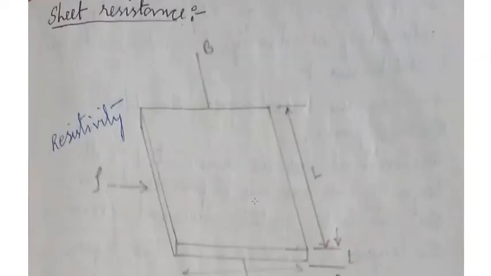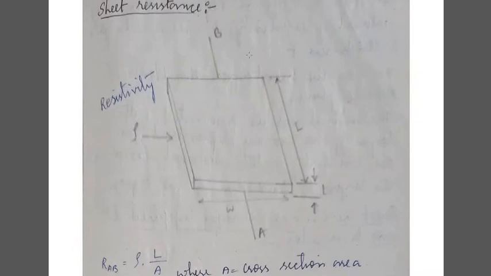See here, I am considering the sheet resistance. I am considering a sheet of length, how much is the length? L, and width is W, and height is T, right? And it has a resistivity. I have shown it in the other slide as R_SH, but you can take it as rho. Rho is the resistivity, and this is the AB side, okay? And A is the cross-sectional area.